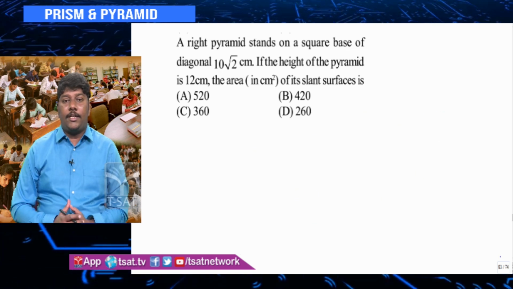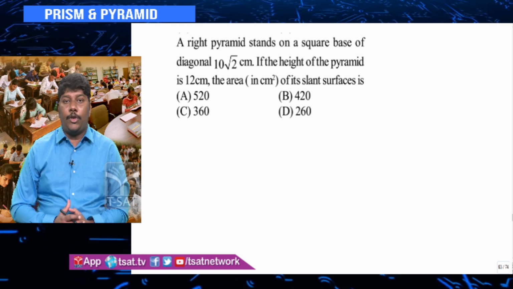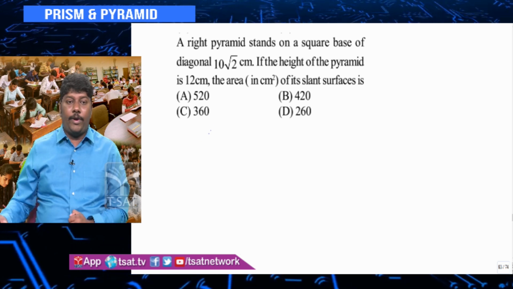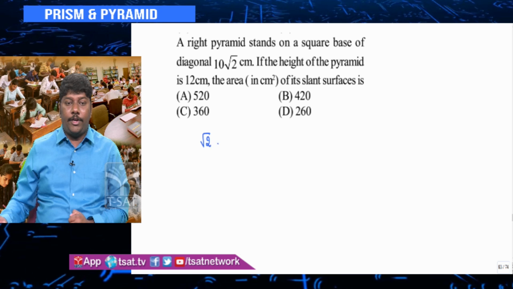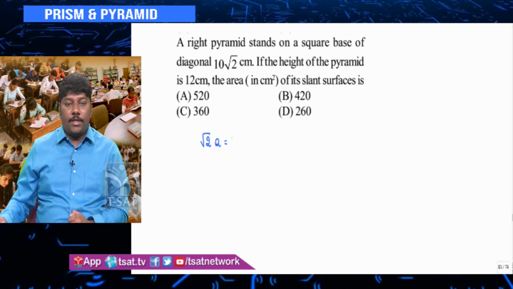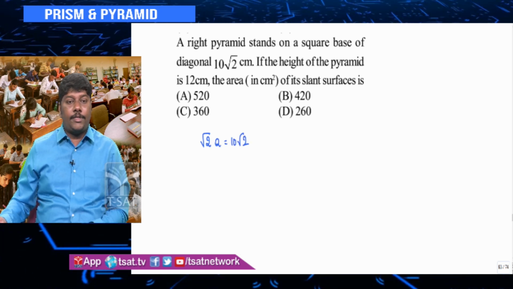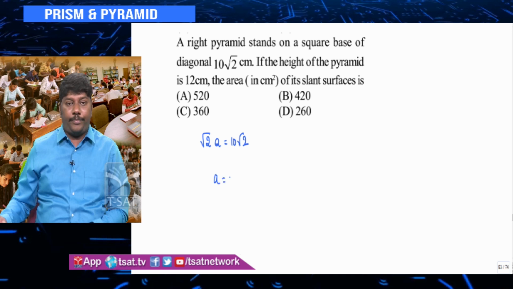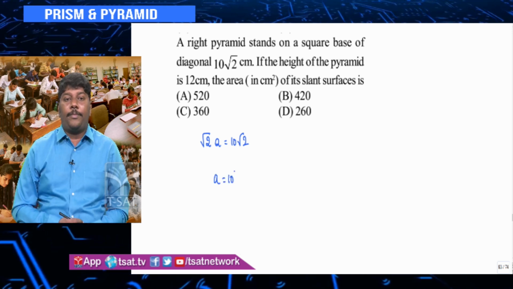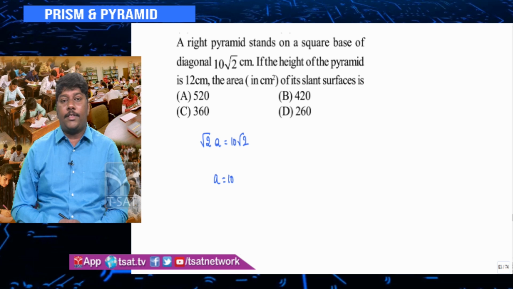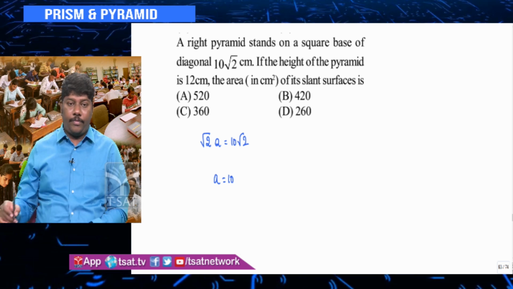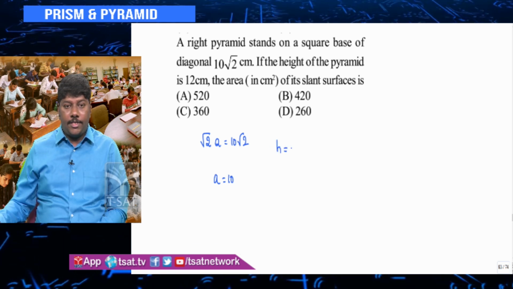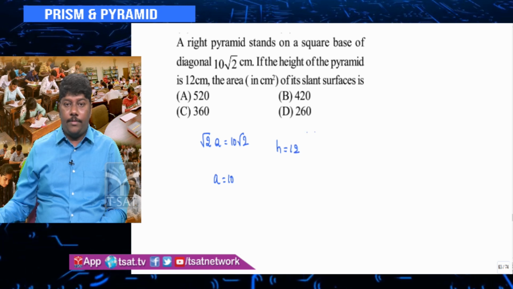A right pyramid stands on a square base of diagonal 10√2. The diagonal of a square is √2a, which equals 10√2, so he is indirectly giving you the side of the square, which is 10. If the height of the pyramid is 12, what is the area of the slant surface? See here, the height of the pyramid is given as 12.